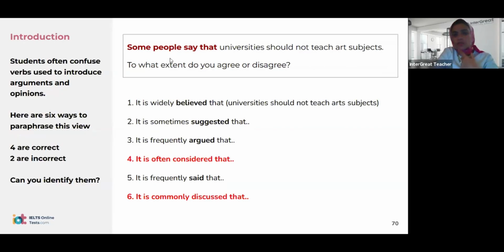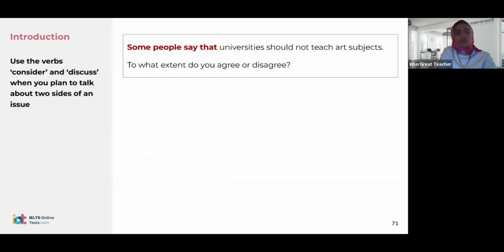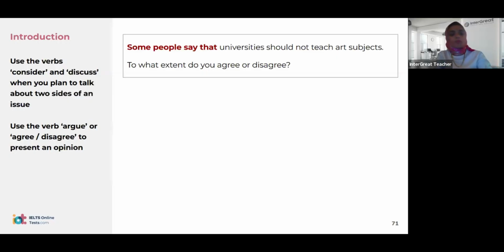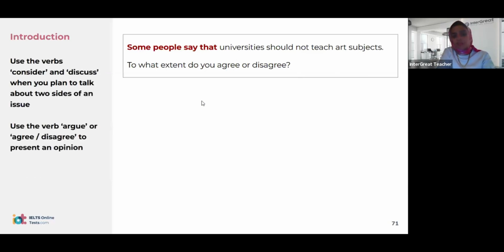Why do you think they're incorrect? Or they cannot replace, some people say here. Yeah, because consider, some people consider, it looks like advice. It's not the same as argue. Yeah. So verbs like consider and discuss are used when you talk about two sides of an issue. However, we use argue, agree, or disagree to present your opinion. So some people argue, some people, here as it says, believe, some people say, to present an opinion.